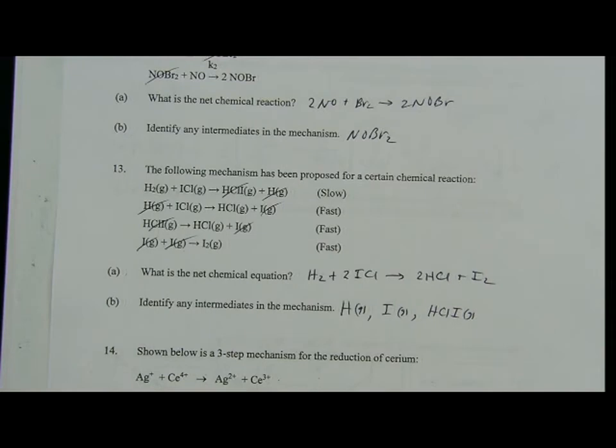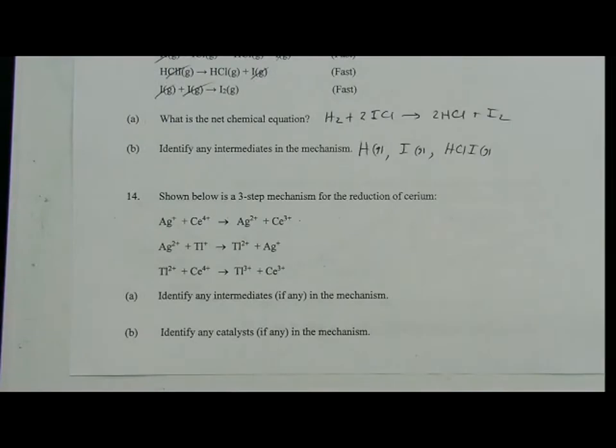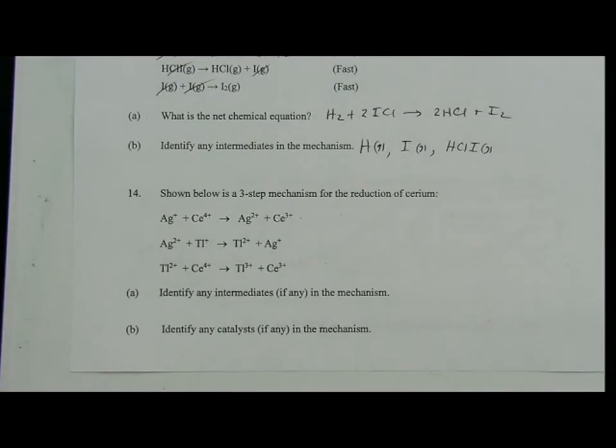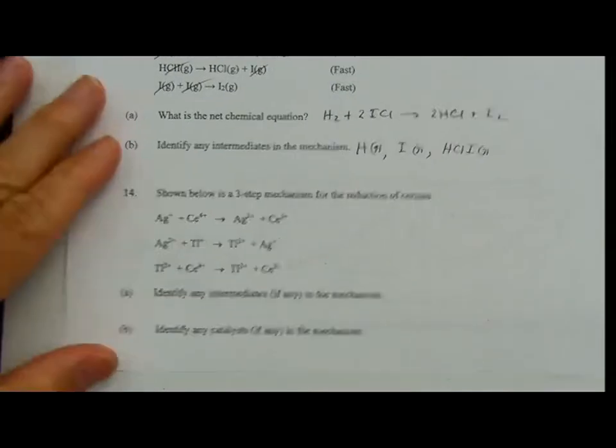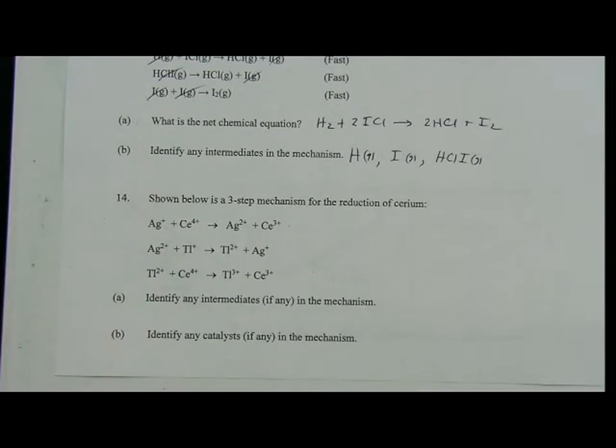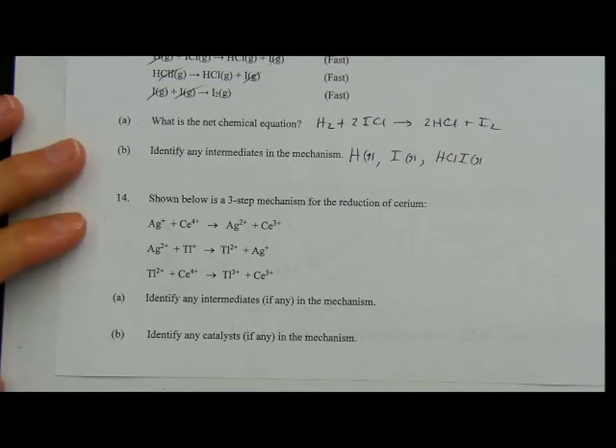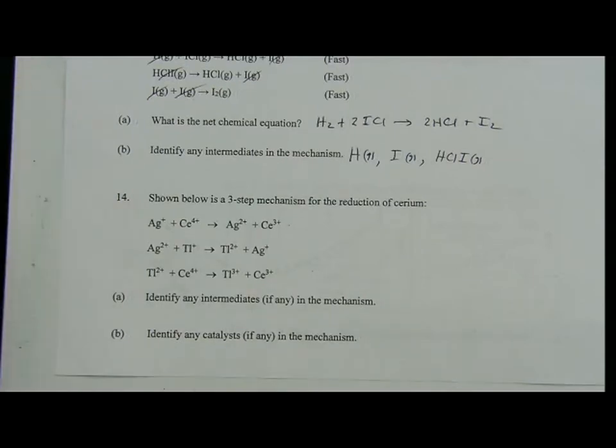Well, let's do the next example, and then I'll go over it, okay? Because I want to finish off the example so we can actually see something where a catalyst might be present. So the first 2, there are no catalysts. All right, so here is a 3-step mechanism. Okay? It says identify any intermediates, identify any catalysts.